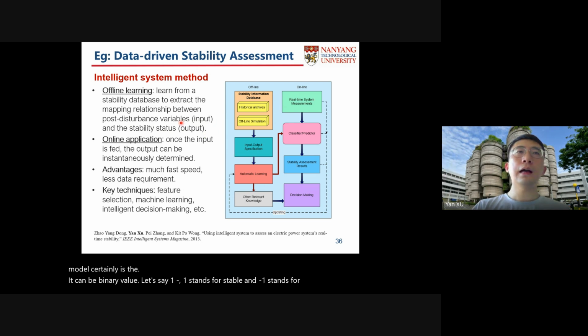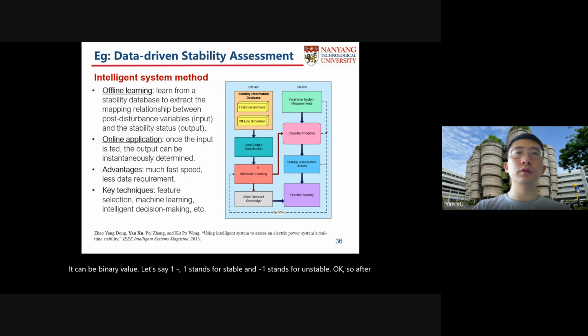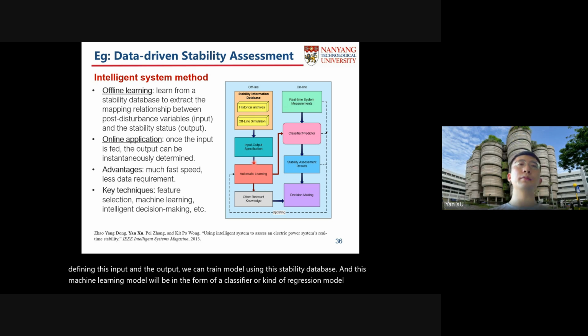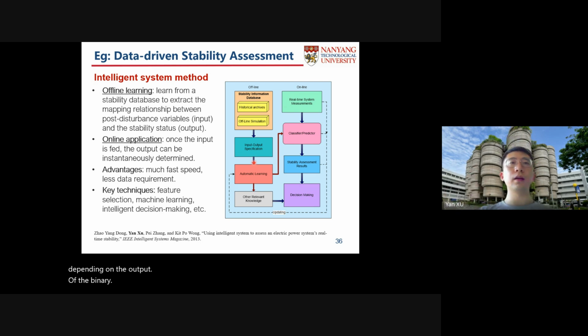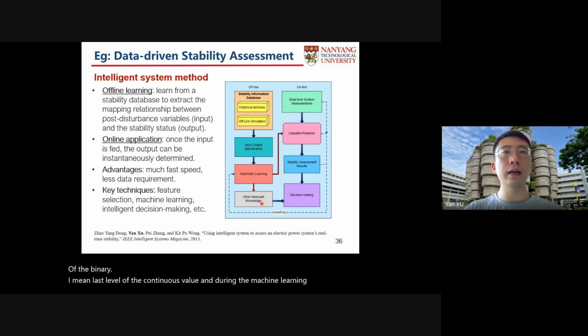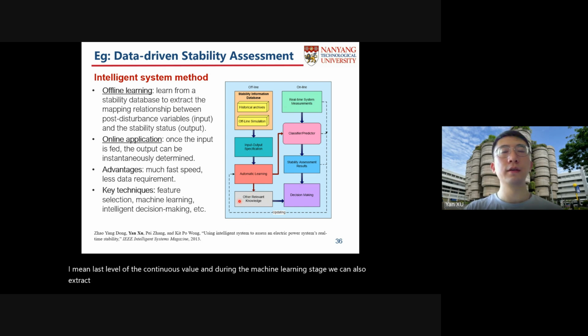After defining this input and output, we can train a machine learning model using this stability database. This machine learning model will be in the form of a classifier or a regression model, depending on whether the output is a binary class label or a continuous value. During the machine learning stage, we can also extract other relevant knowledge from the process. So this is the offline stage.